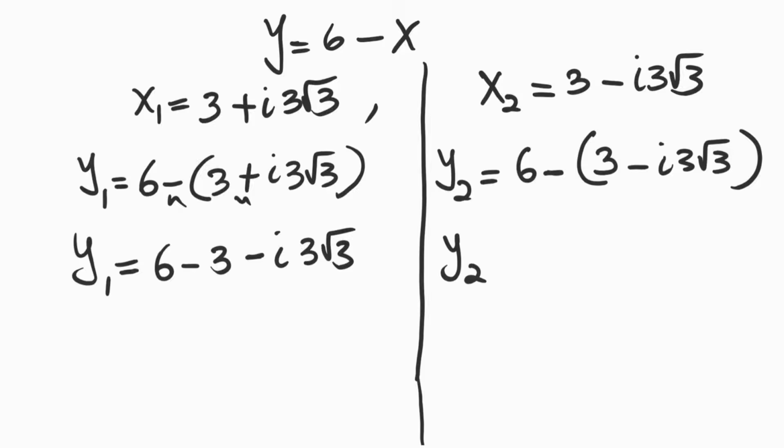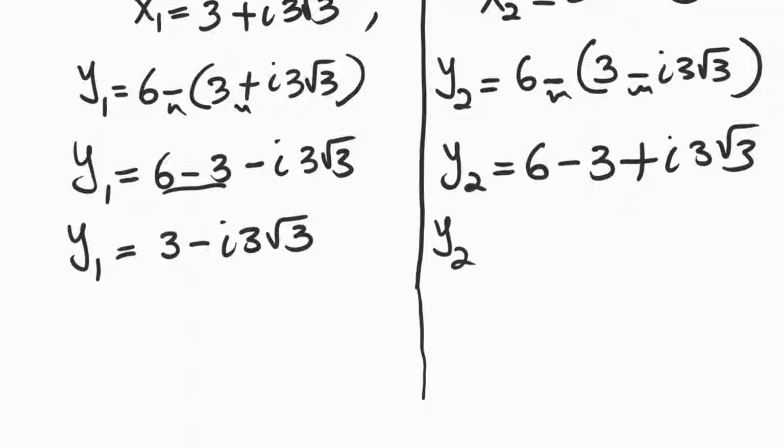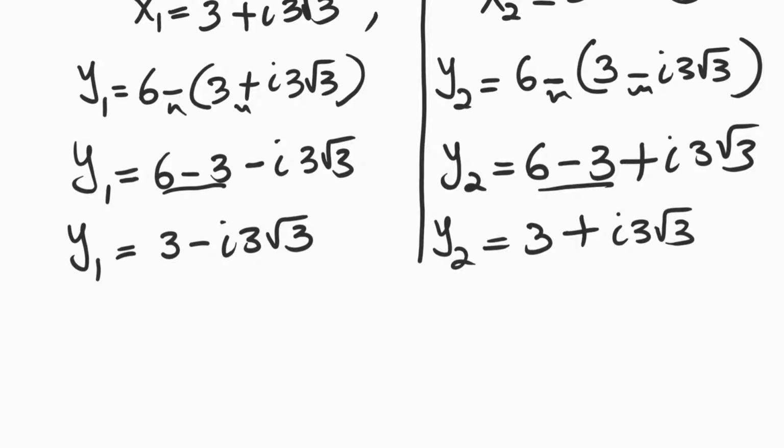We'll go over to y2, where we have 6. Minus multiplies everything in the bracket. Now it becomes minus 3, and minus times minus gives us positive i3√3. We come over to y1 and we have 6 minus 3 is 3, minus i3√3. And for y2, 6 minus 3 is 3 plus i3√3.